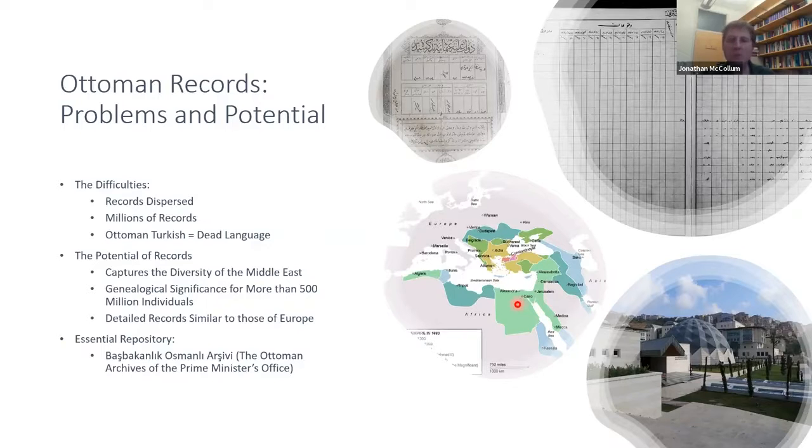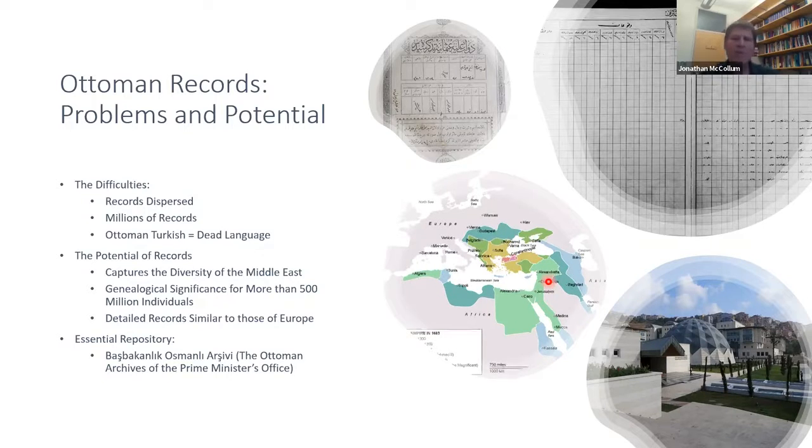And the number of records that were produced by this empire are also considerable. Many say that empires are run on paper, and that is certainly true of the Ottoman Empire. In the central archives of the Ottoman Empire, now located in Istanbul, this is the Başbakanlık Osmanlı Arşivi, or the Ottoman Archives of the Prime Minister's Office, which has tens of millions of different records stored from the many centuries that the Ottoman Empire ruled the Middle East.